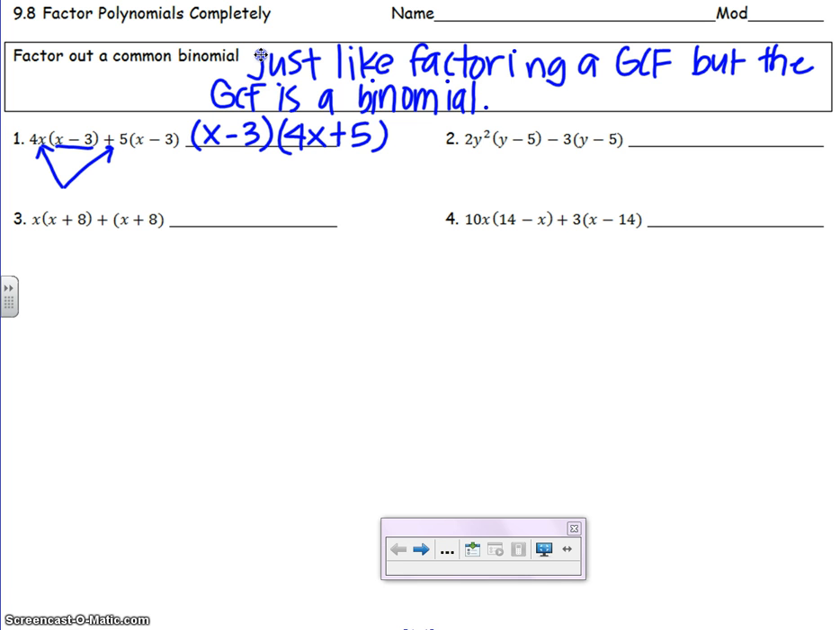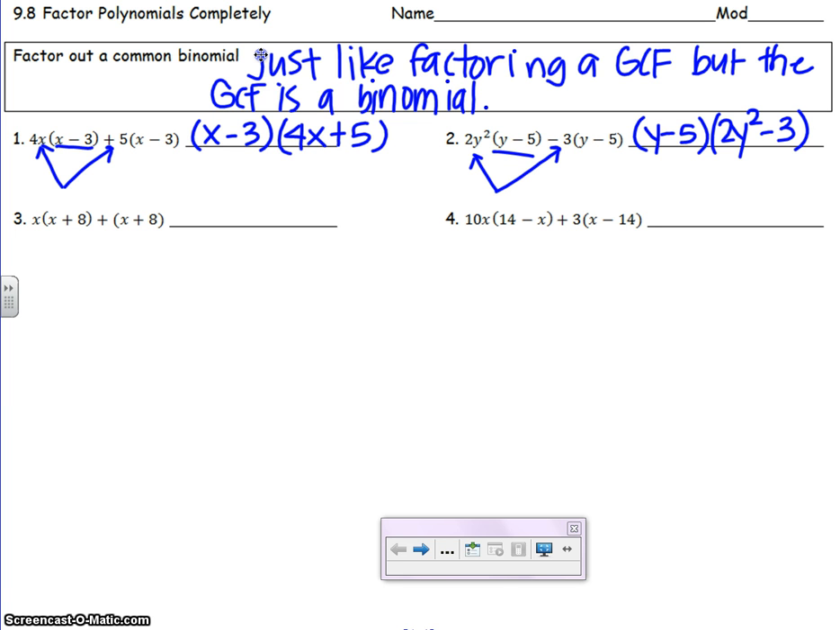So let's go ahead and look at number 2. We can see that our common binomial is y minus 5, so that's what's going to get factored out. So we have y minus 5, and what's remaining is 2y squared minus 3, and we will group that in parentheses.